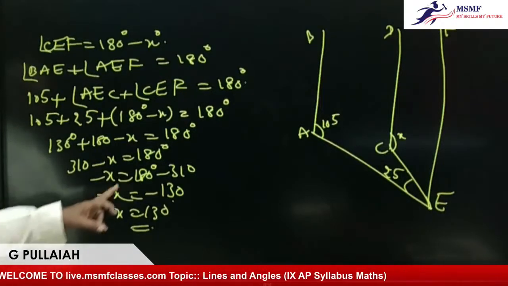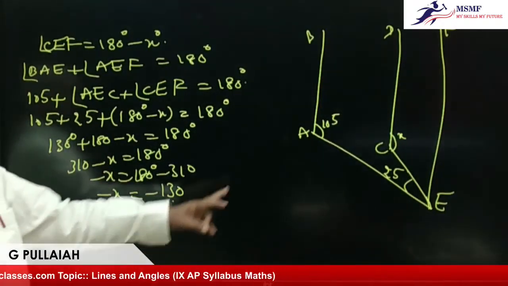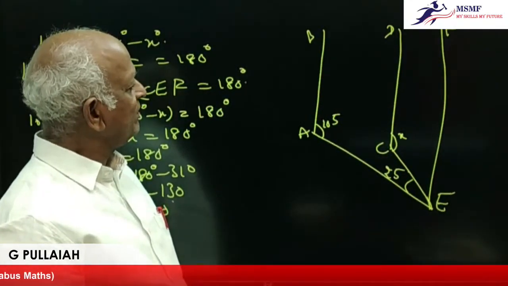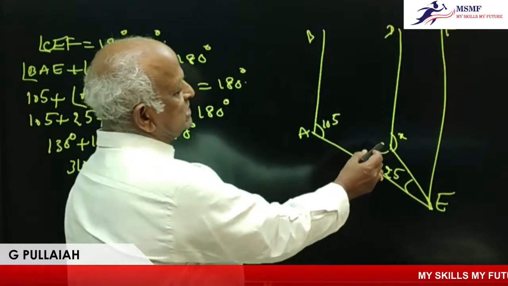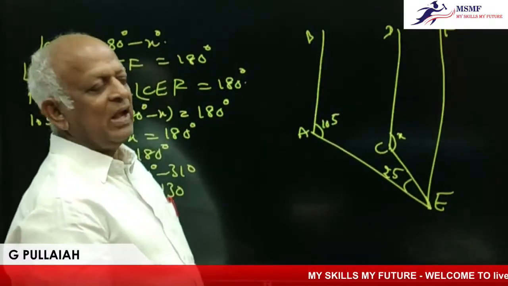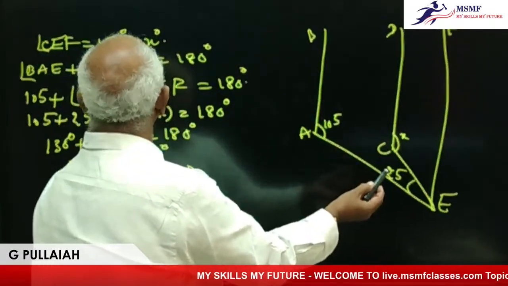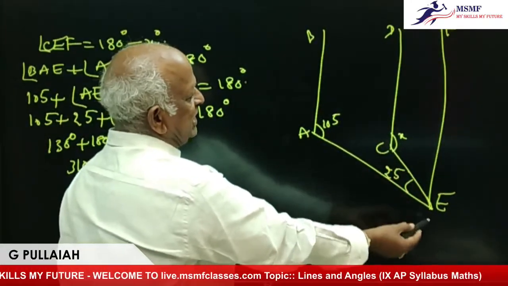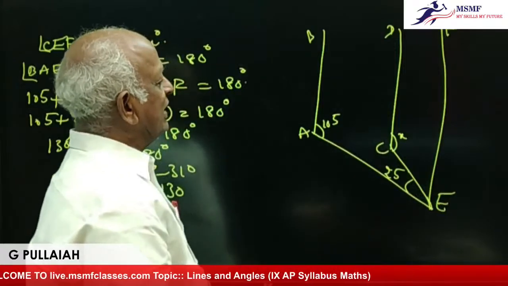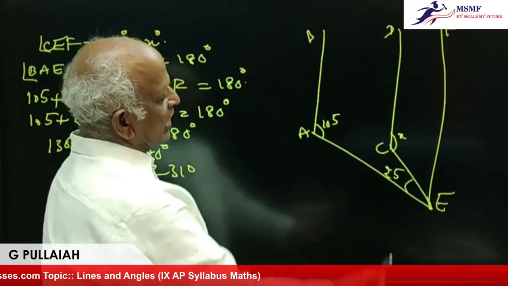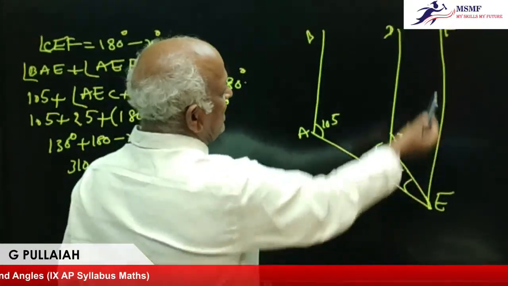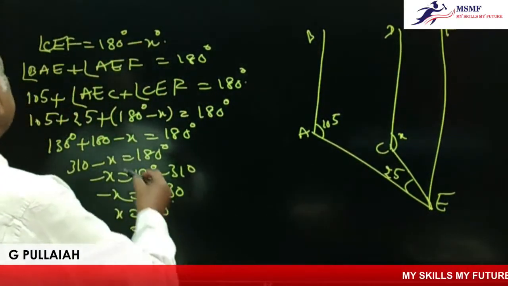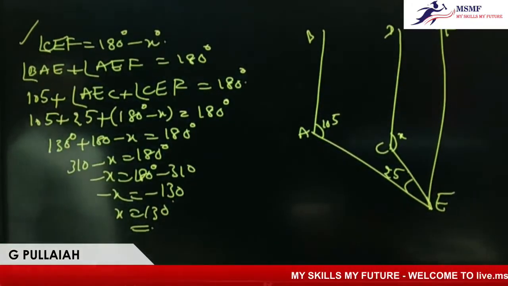So think very carefully. Here our question is find the value of X. So what did we do here? We have taken the CE as a transversal and we have taken the co-interior angles, that is DCE plus CEF is equal to 180 degrees. Therefore, we arrive at the point angle CEF is equal to 180 degrees minus X.